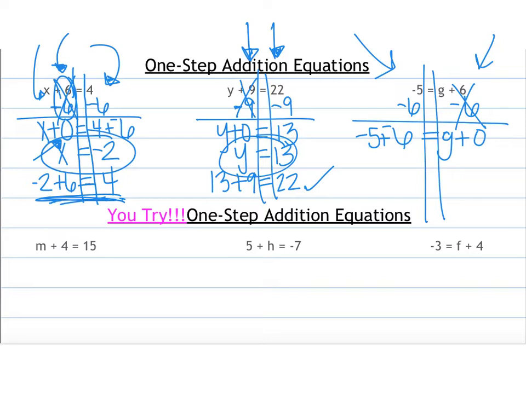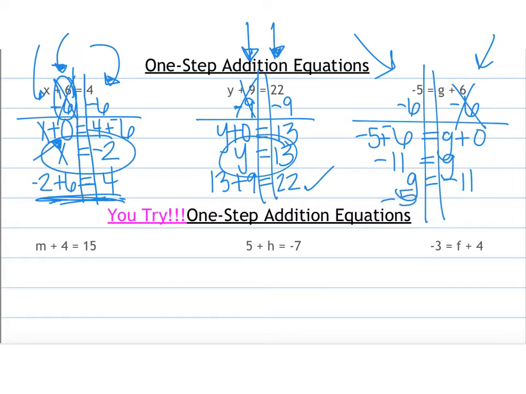Now we get to think back to unit 6 for our integer rules. Both negatives, so I add them together. I get negative 11 equals g. I always like to have the variable on the left side. So if we start with the variable on the right side, we always want to end up with our variable here. So g equals negative 11, basically just flipping it around.